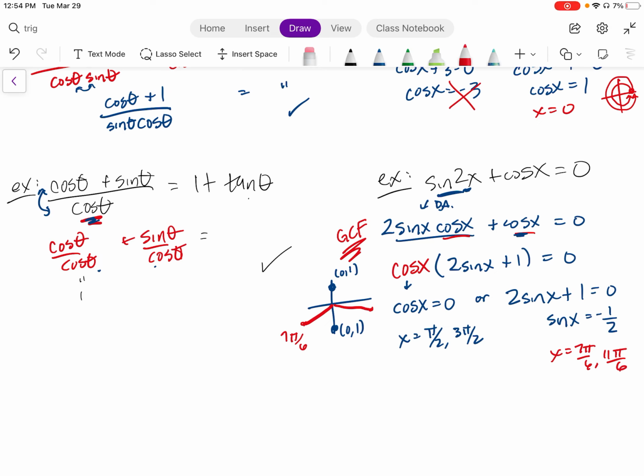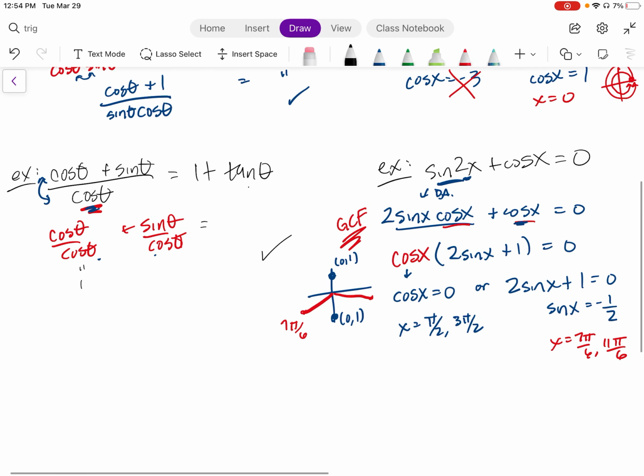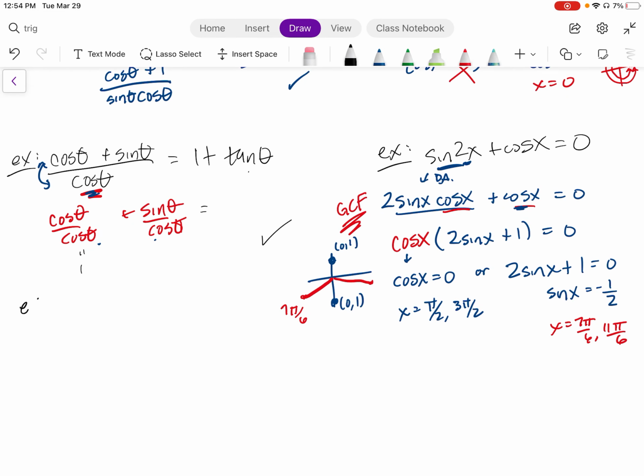So we have 4 solutions to that equation. And again, you could check it. 4 solutions in 0 to 2 pi. There are infinitely many, but in one full period, those would be our solutions.